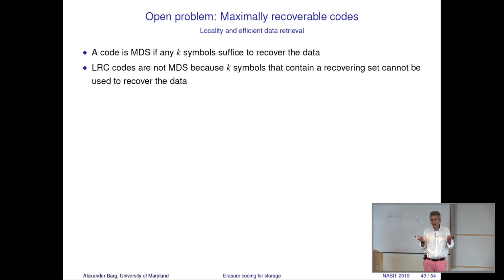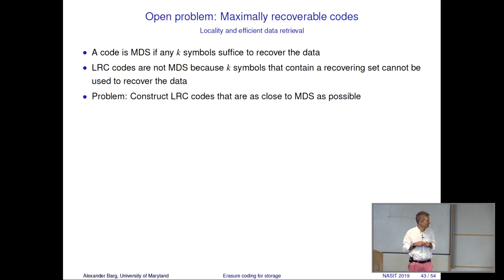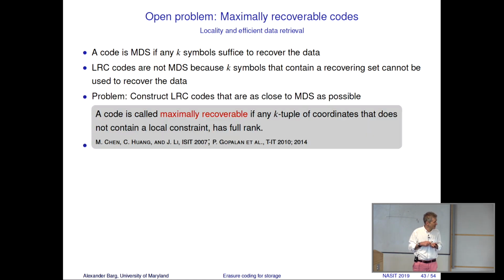And then a natural idea that researchers have followed: well, they are not MDS, so please make it as MDS as possible under the circumstances. What does that mean? That means that if a K-tuple does not cover a repair group, then it is full rank. So any K-tuple that is not dependent because of locality is required to be independent. They are called maximally recoverable. This is a precise definition, but it's not the most general definition of MR codes.